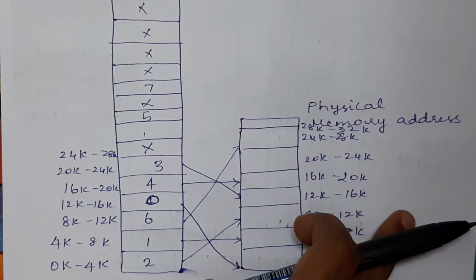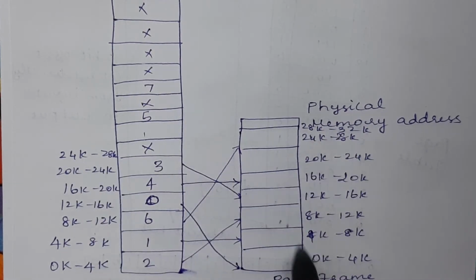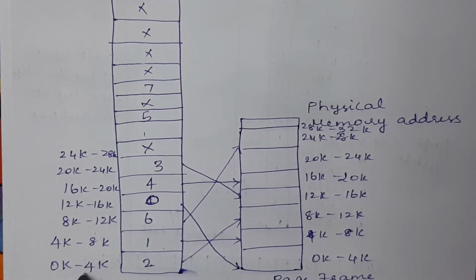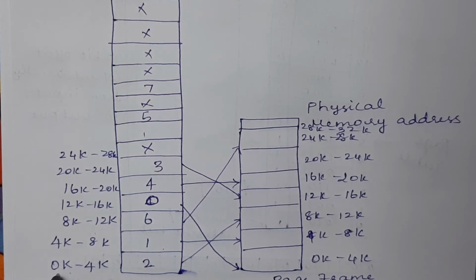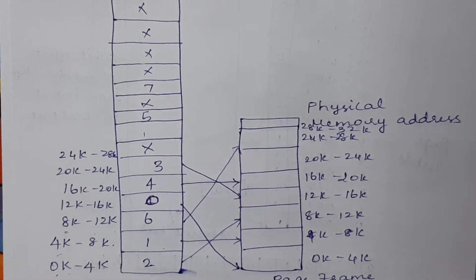Okay, so these are nothing but the virtual pages. These are the pages, and these are said to be the page frames in physical memory. Here it is the virtual memory. So each and every page has a size of 4K. It starts from 0K to 4K, here from 4K to 8K, 8K to 12K, and it goes on up to 64K.